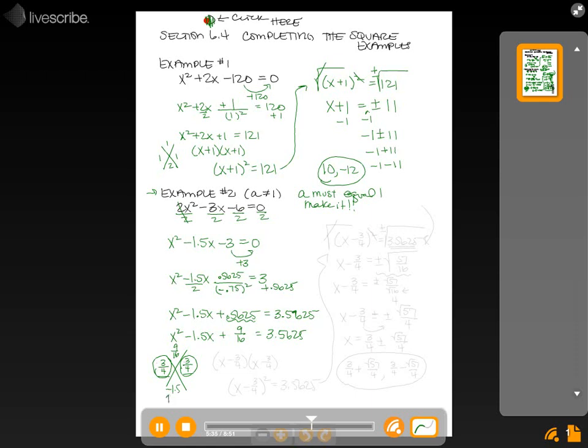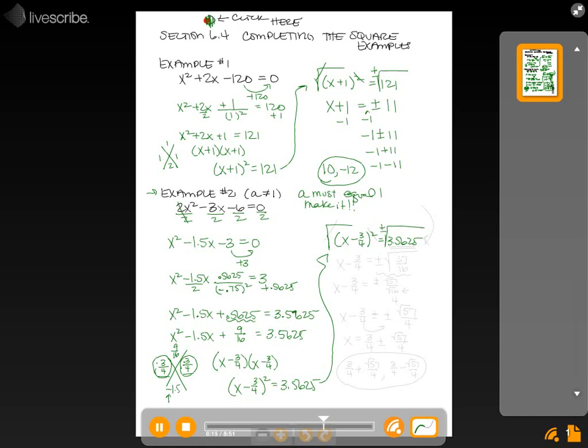There's one thing. Notice that this is negative. So these need to be negative fractions. Okay, so my two side numbers are negative 3/4 and negative 3/4. So now I have x minus 3/4, x minus 3/4, which is really x minus 3/4 squared, and that equals 3.5625. I'm going to rewrite this up here. x minus 3/4 squared equals 3.5625. Square root both sides.